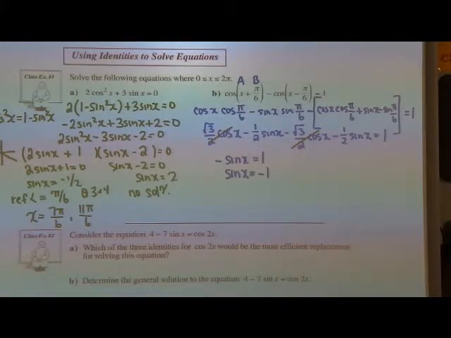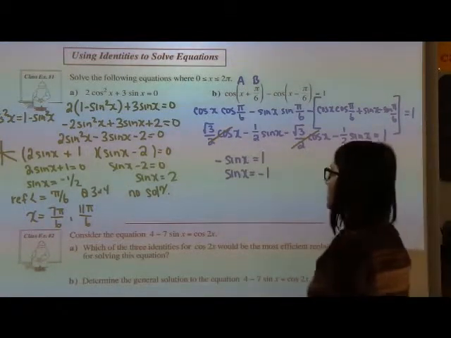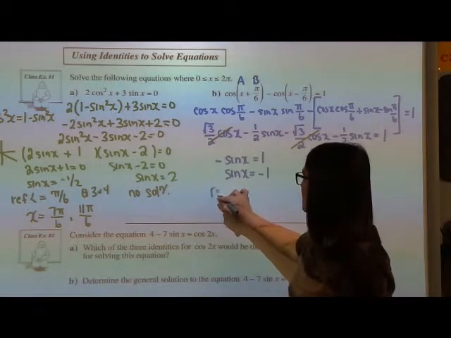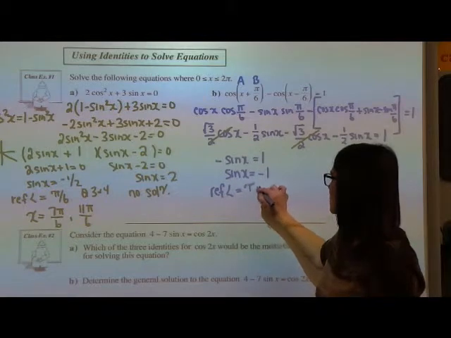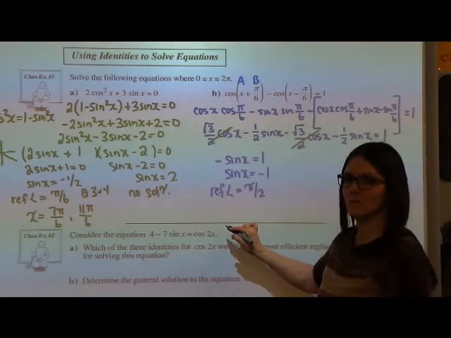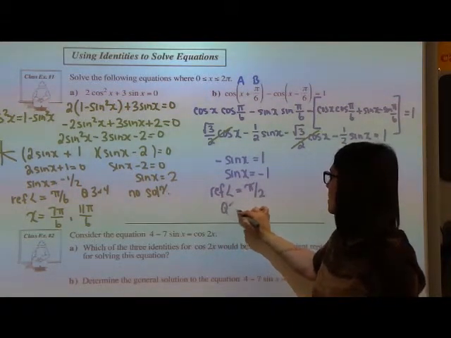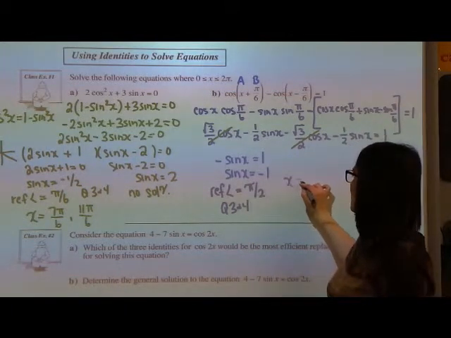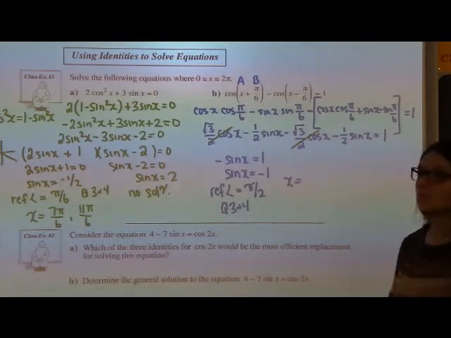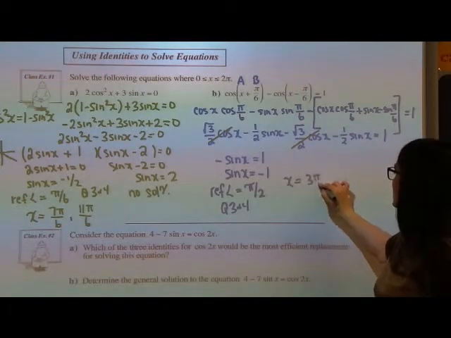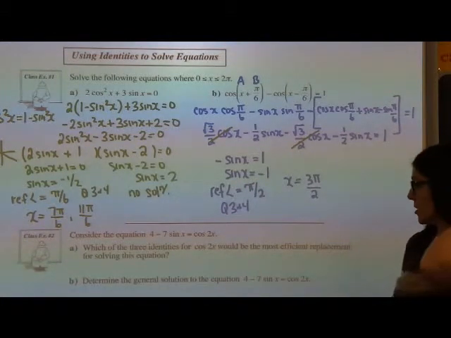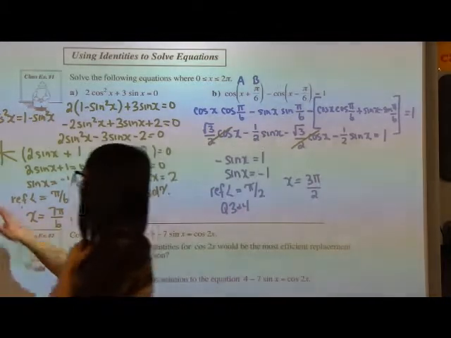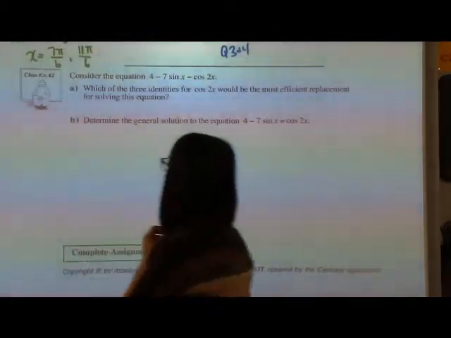Okay, so sin x equals negative 1. So find my reference angle. What's my reference angle? π/2. What quadrants am I in? 3 and 4. So in quadrant 3, what is x going to equal? 3π/2. And in quadrant 4, what is x equal? 3π/2. So there's only the one solution. Good. Okay. Class example number 2.